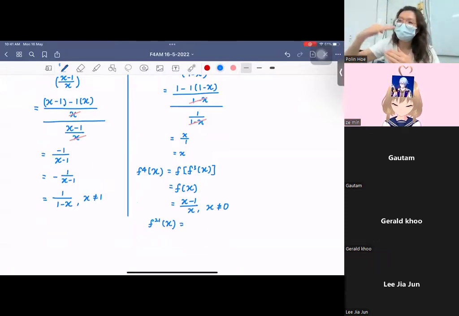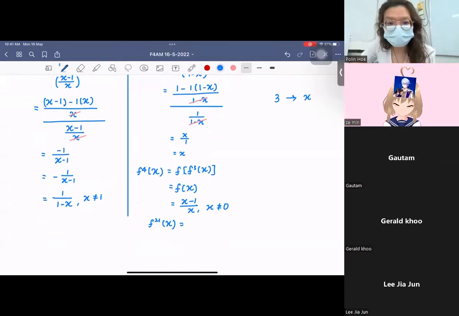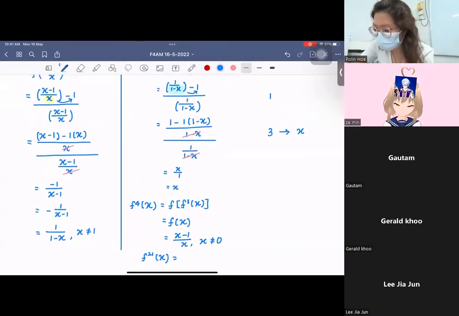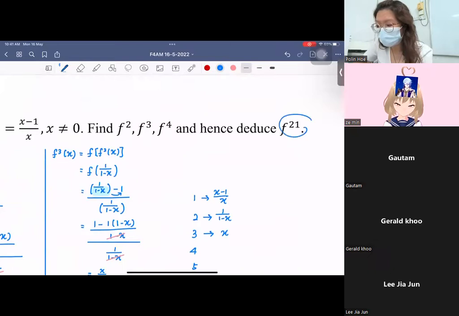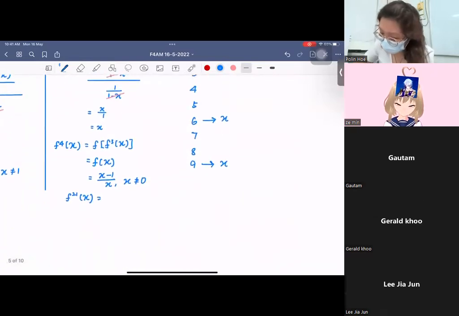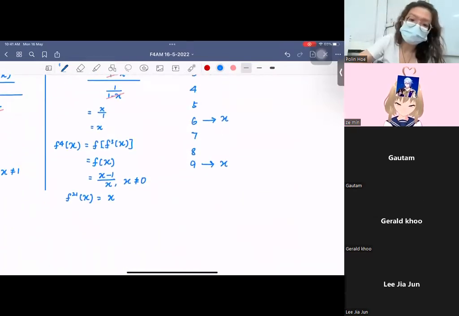If you cannot, then you write it out step by step. 1, 2, 3, 4, 5, 6, 7, 8, 9. Then you should realize that for multiples of 3, you will get x. When f1, you get x minus 1 over x. When the power is 2, you will get 1 over 1 minus x. And then 3, and then 4, 5, and then 6, you will get x again. 7, 8, 9, when f9, you will get x again. 21 is a multiple of 3. That's why it will be equal to x.